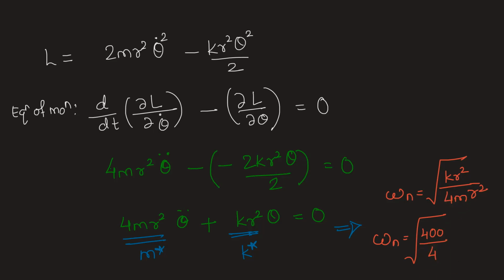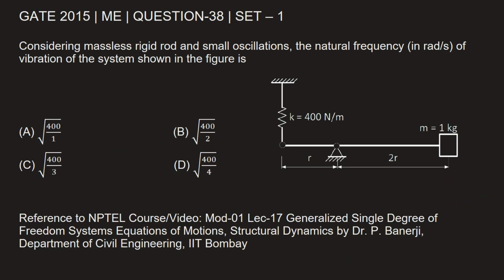Let's go back and see what the answer is. Answer is option D, root over 400 by 4. We don't have to simplify. The option given itself contains under root 400 by 4.